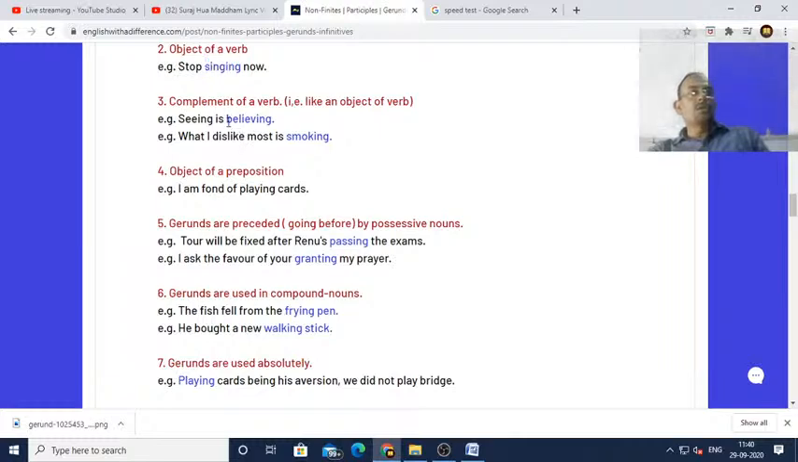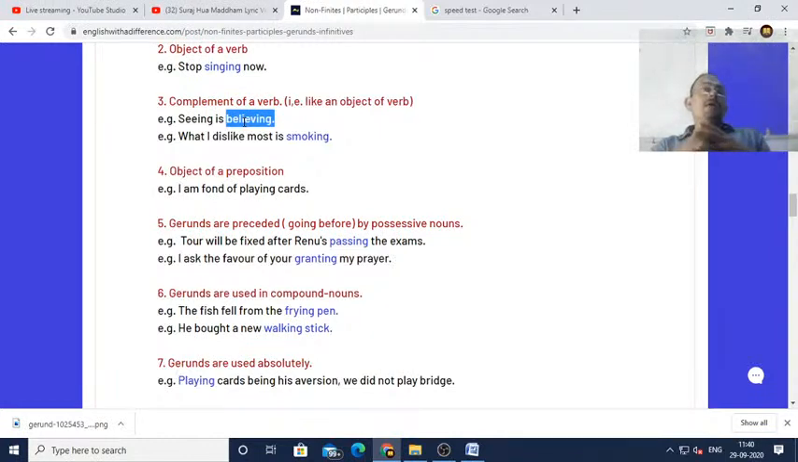But here also you can see believing is coming after the verb, but this verb is not an action verb, it is a be verb. So if ing goes after a be verb, it is called a gerund, and it is used as a complement of a verb. So you understood, complement is like object. Complement also has the same function. Complement goes after the verb, like object goes after the verb.